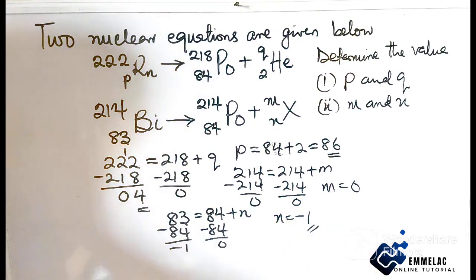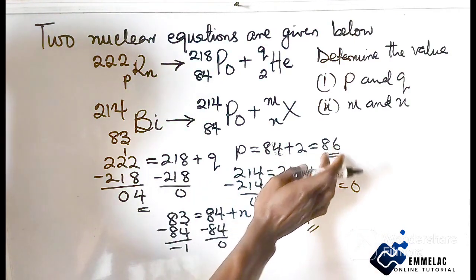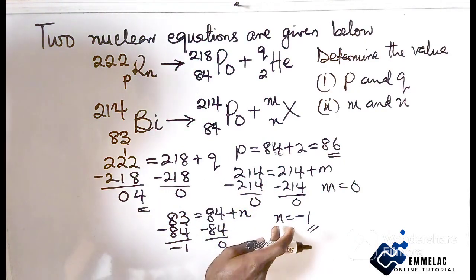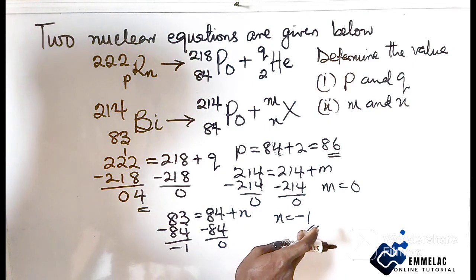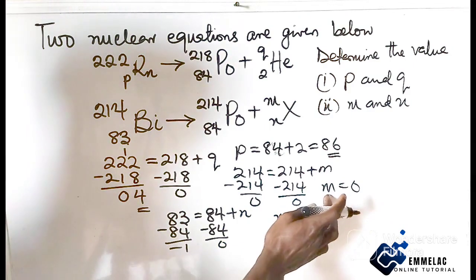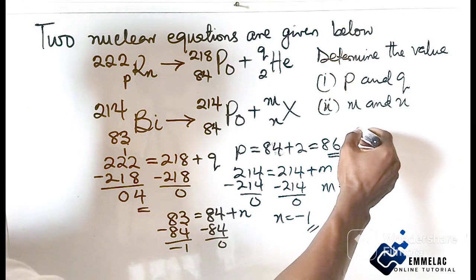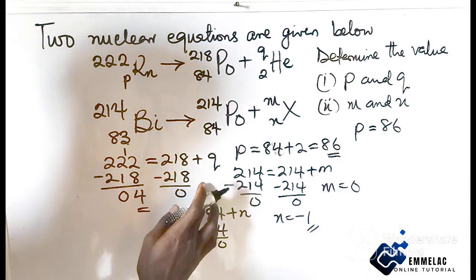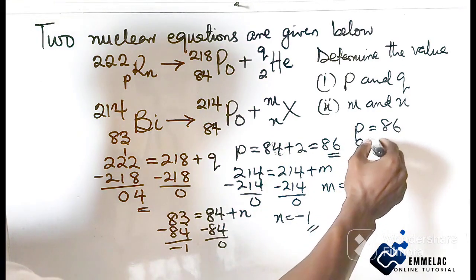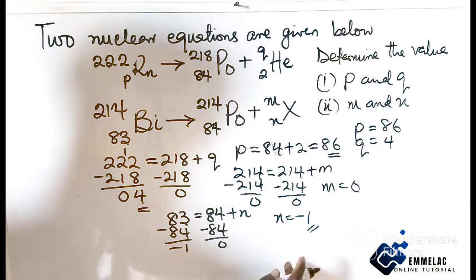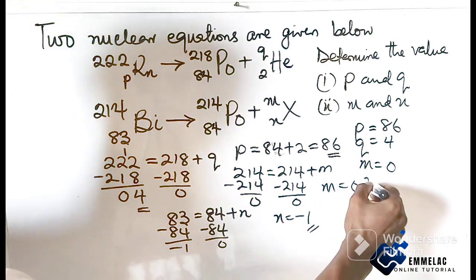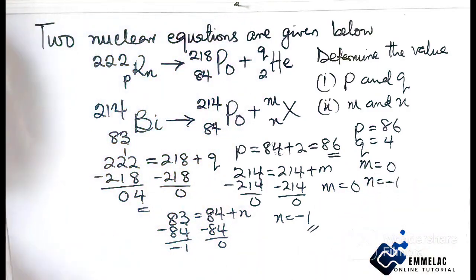So we have gotten the value of P to be 86, we have gotten the value of Q to be 4, and we have gotten the value of N to be minus 1. And our M equals 0. So here we can see P equals 86, Q equals 4, M equals 0, and N equals minus 1. Alright, that's the final solution to the problem.